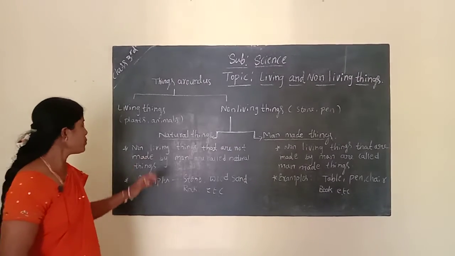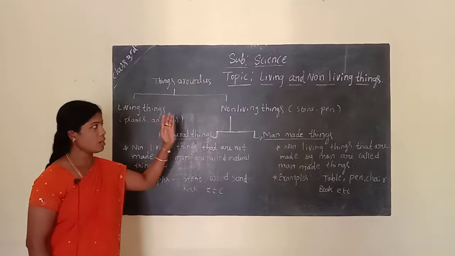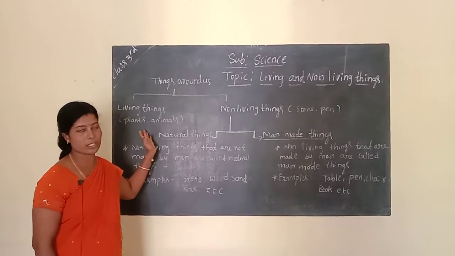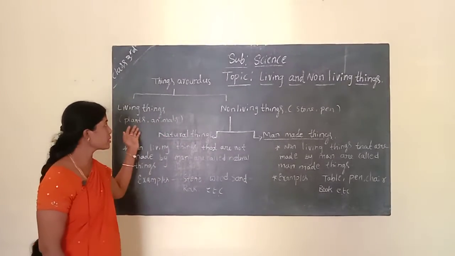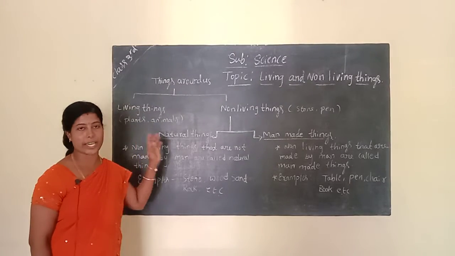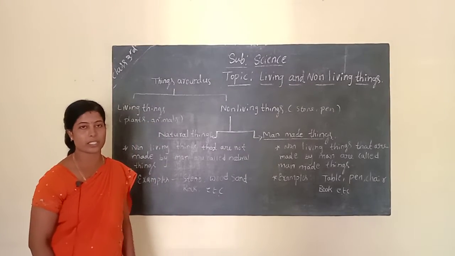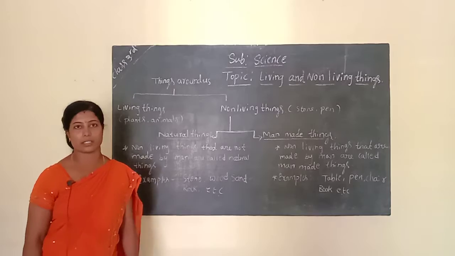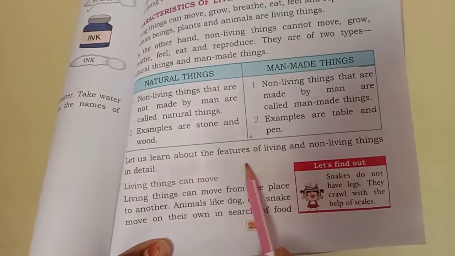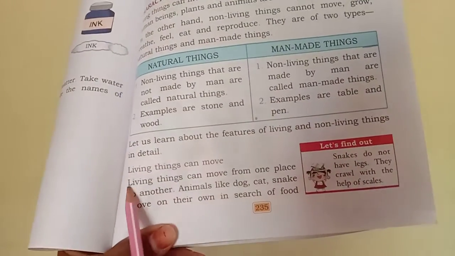Children, how do we decide whether the thing is living or non-living thing? Things, these all have some special characteristics. Let us learn about the characteristics of living and non-living things. Okay. Let us learn about the features of living and non-living things in detail.